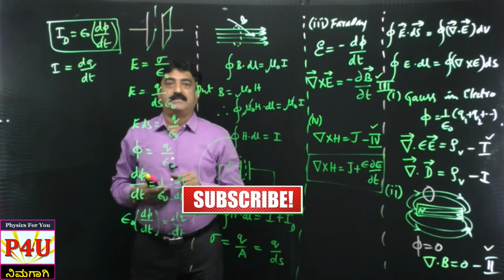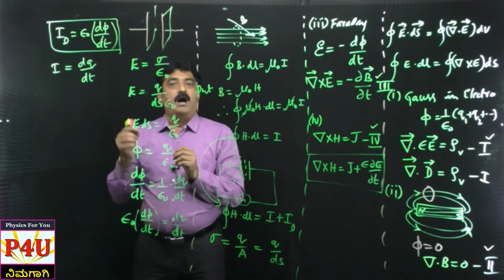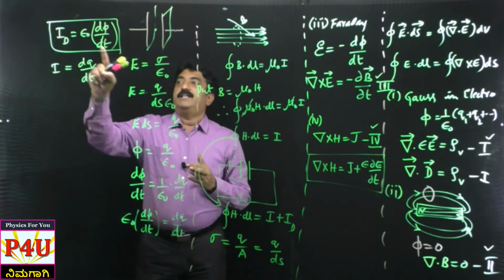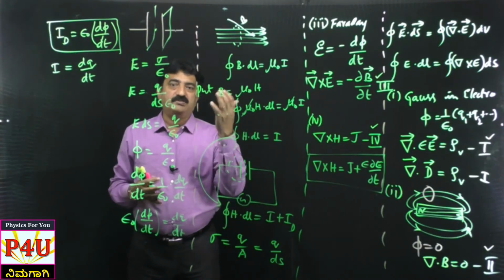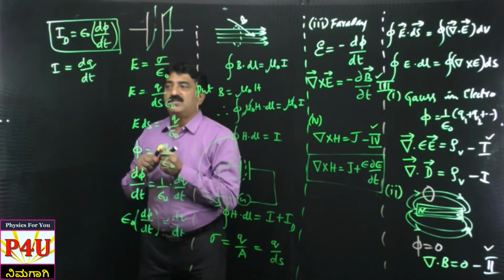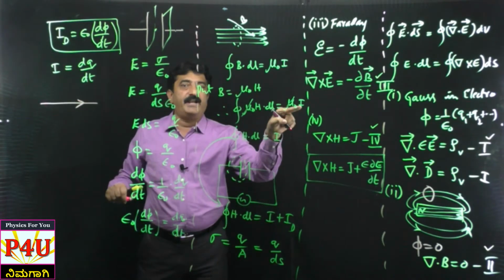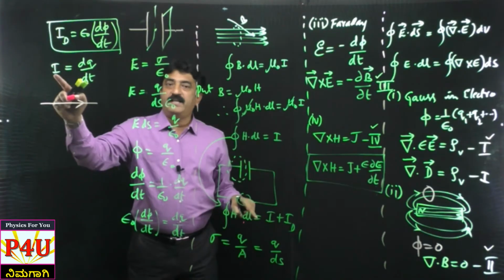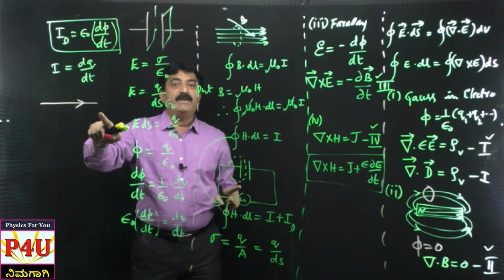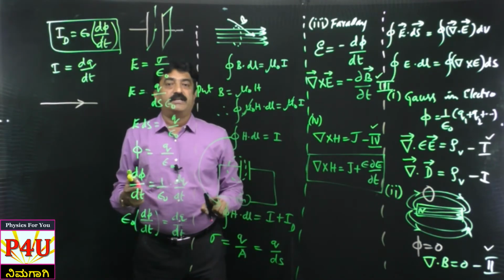Now some differences between displacement current and ordinary current. First, ordinary current is due to rate of change of charge. Displacement current is due to rate of change of flux. Ordinary current is associated with the charge, and for the flow of charge I need wire, material, medium. So ordinary current exists only when there is a material wire. Medium must be there, and that medium also should assist for the flow of charges.